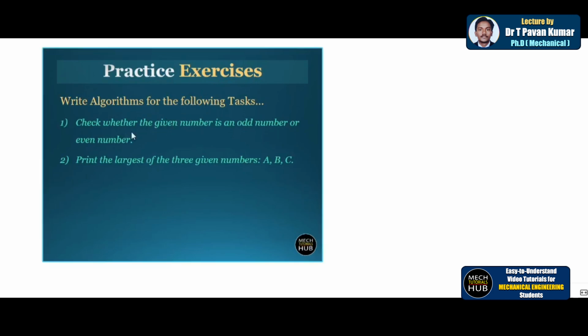Now write an algorithm for the following tasks. I have given two tasks for your understanding. Based on whatever I have explained, the first is to check whether the given number is an odd number or an even number. For this, please try to write a simple algorithm. Then the second one, print the largest of the three given numbers. I have discussed two given numbers; now I'm asking you to write an algorithm for three given numbers.